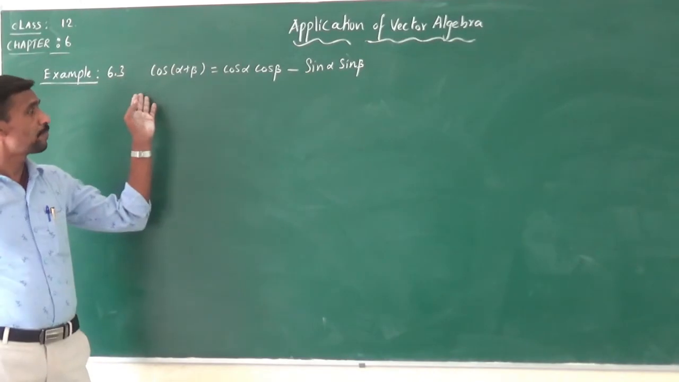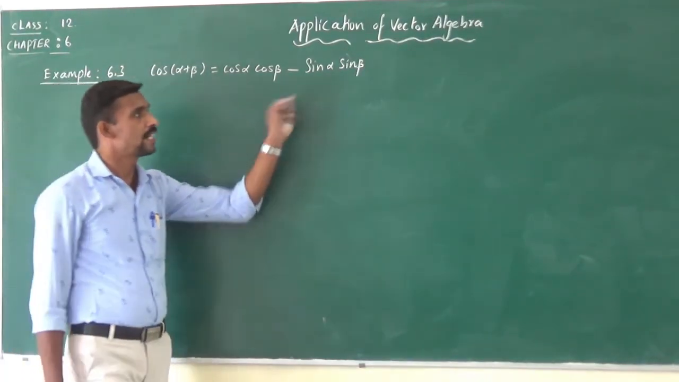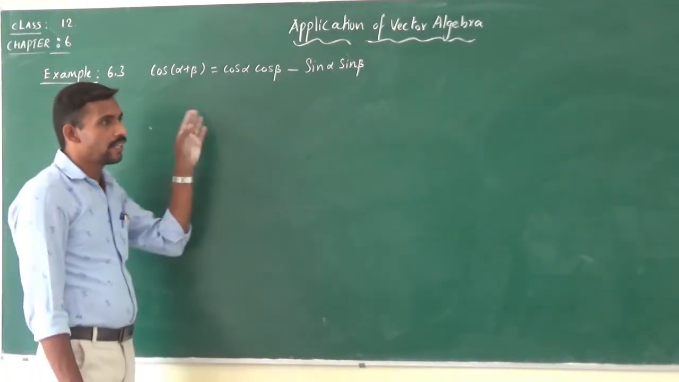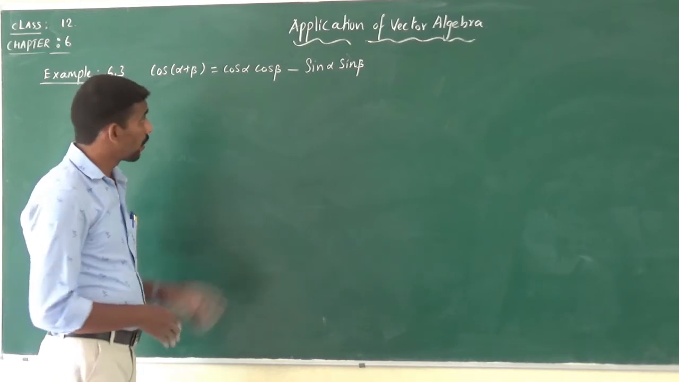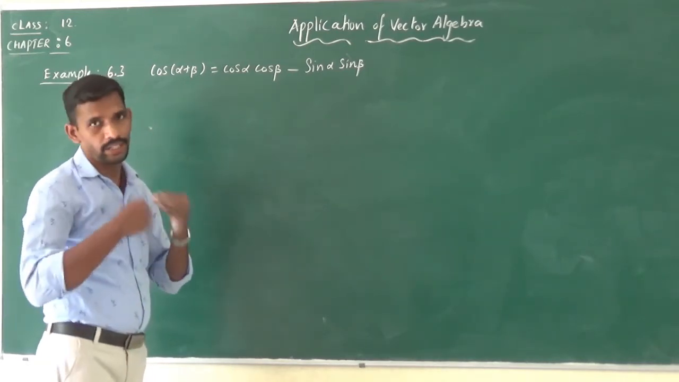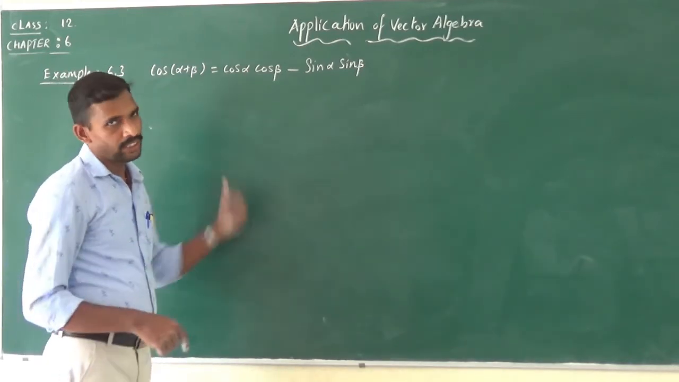This is example 6.3. cos(α+β) is equal to cos α cos β minus sin α sin β. So this is already a trigonometric formula we studied in algebra also. But now we want to prove this formula by the vector method. The book method is different, and my teaching method is also different.